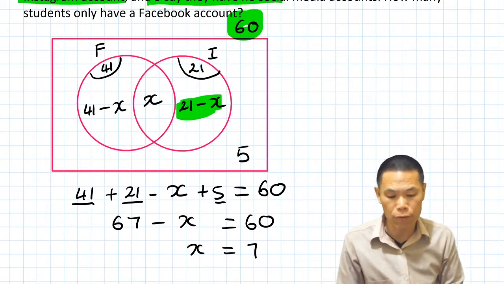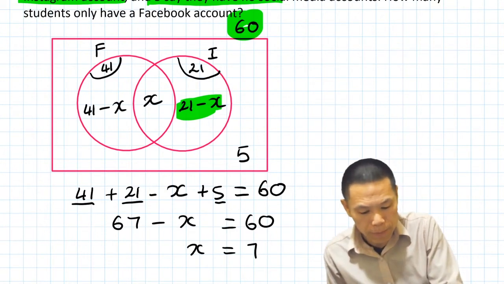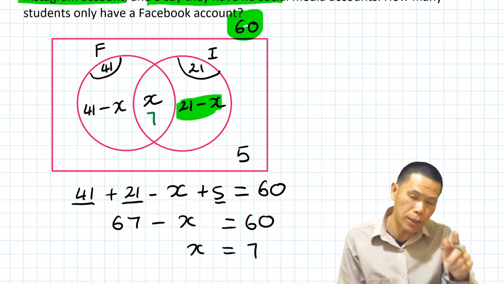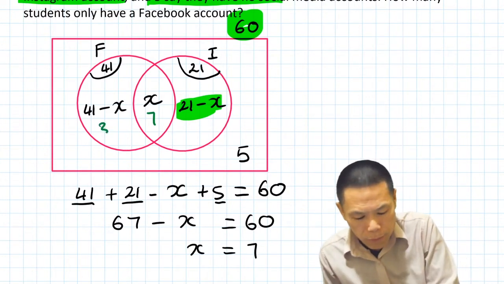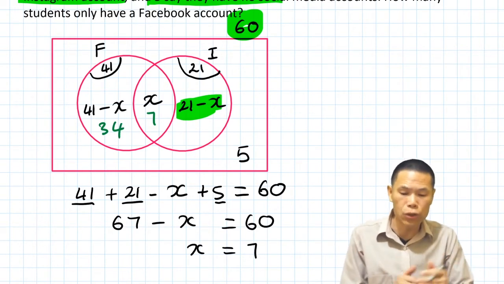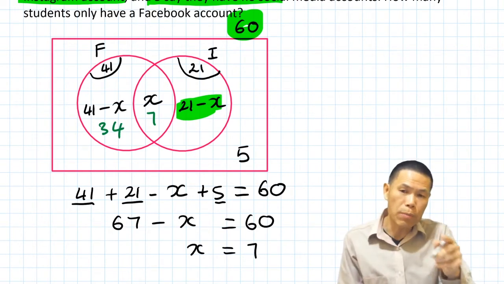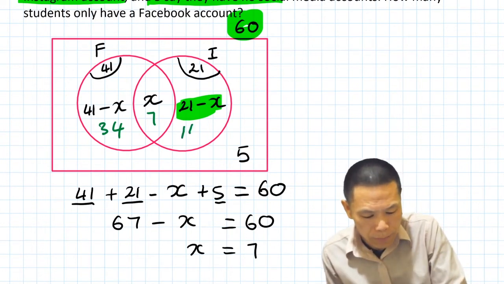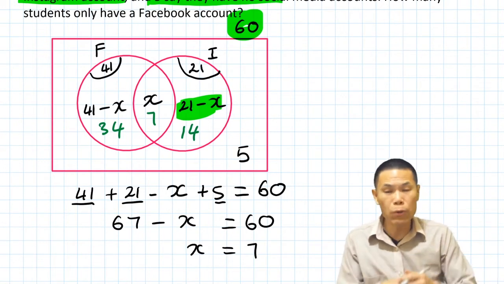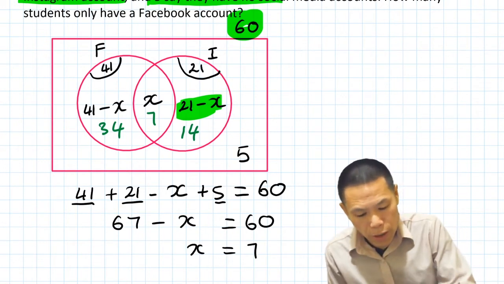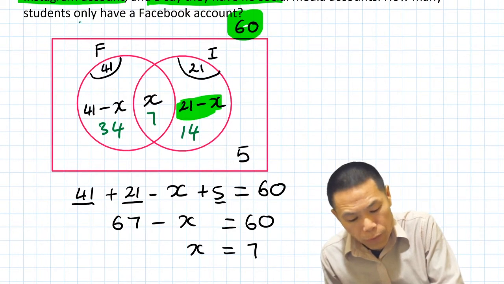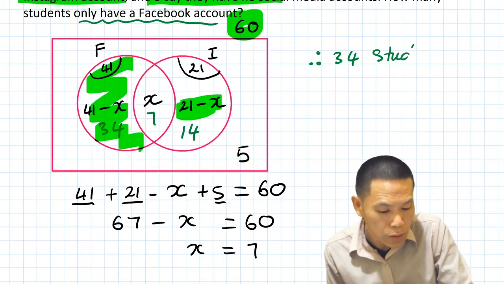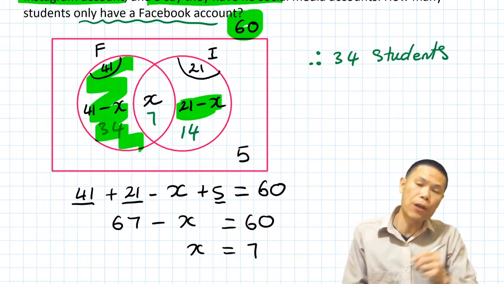I fill up all this information, okay? So X is 7. So this must be 7 here. 41 minus 7. So 40 minus 7 is 33. Add 1, 34. Otherwise, you can just use your calculator, of course. 21 minus 7. So 20 minus 7 is 13. Add 1 is 14. There you go. So now you can just answer the questions. So therefore, okay, for Facebook account only, 34 students have a Facebook account.